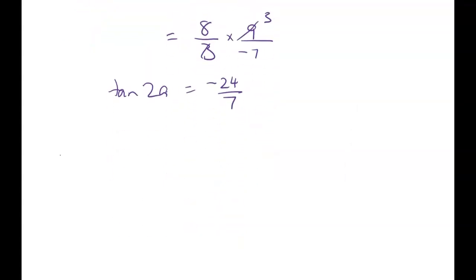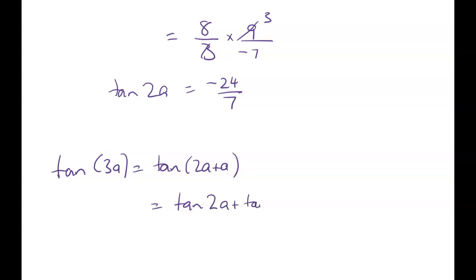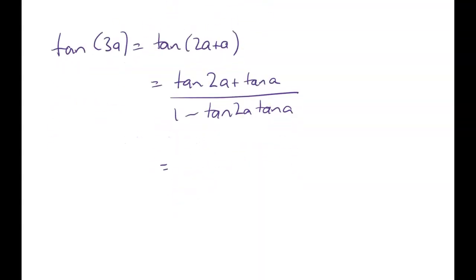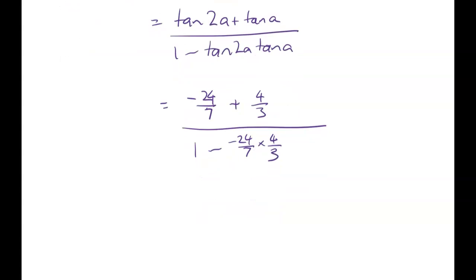Lastly, we have to find tan of 3A. So tan of 3A we can get as tan of 2A plus A. Now we're going to use our compound angle formula. So we've got tan of 2A plus tan of A divided by 1 minus tan 2A tan A. That gives me, well, we've got negative 24 over 7 from what we just did, plus tan of A, which is 4/3. I bet you've all turned the video off by now, but that's okay, as long as you get to the end nicely.